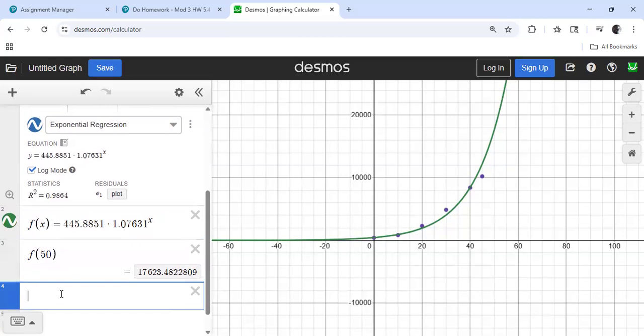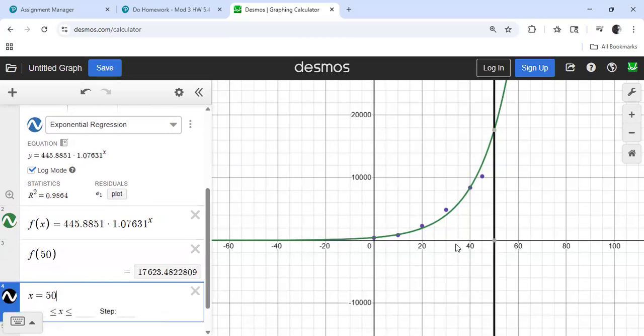Or notice this is another way you can do it. You can do it visually and just do X equals 50, and that should draw a vertical line right here at 50, and where it crosses the line, look what that Y value is: 17,623.4822. It's the same as this number here. This one's got a few more decimal places shown.